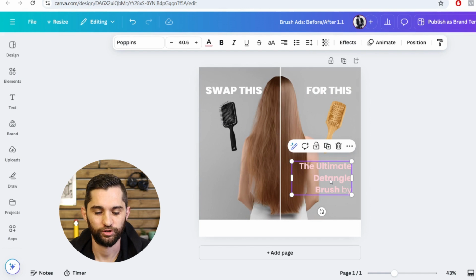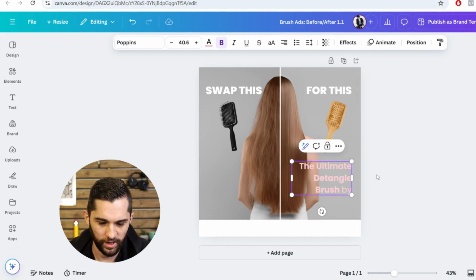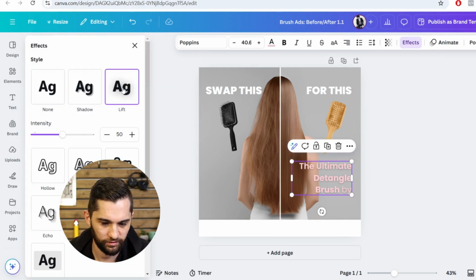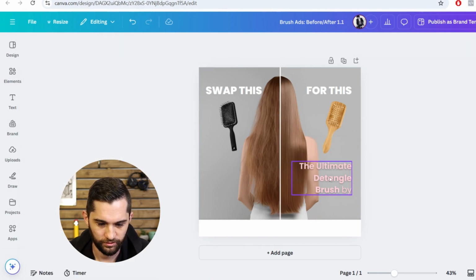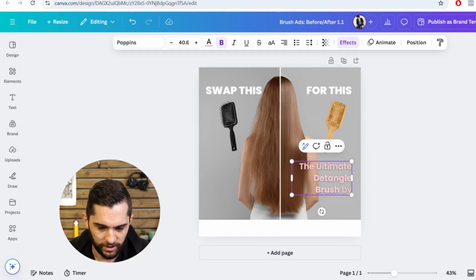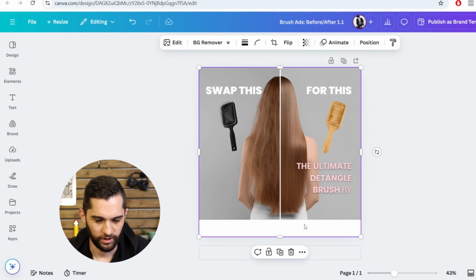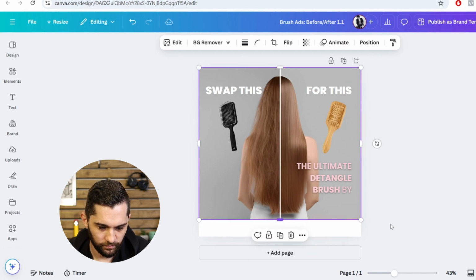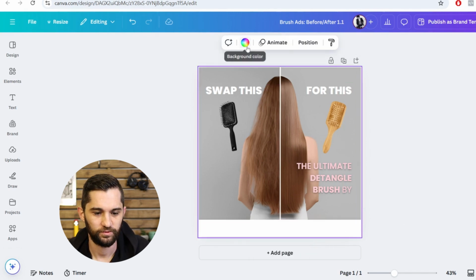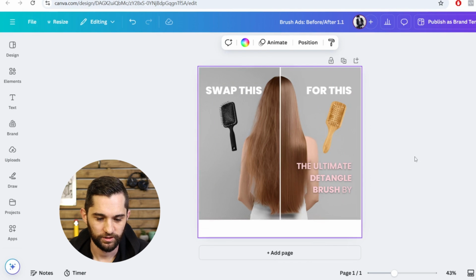Okay, so then I'm going to change the color of the text to match the brand color for the brand. It's not actually this brand color, but something like that. And then I want to lift it a little bit with lift, just so it stands out a bit more off the grey background. So now we've got the ultimate detangle brush, and I might actually make that all caps. And then for the bottom of this section, so that's not a bad start for the ad.